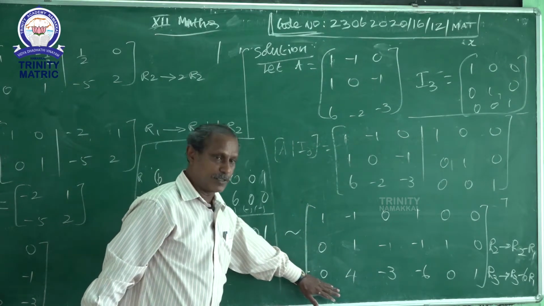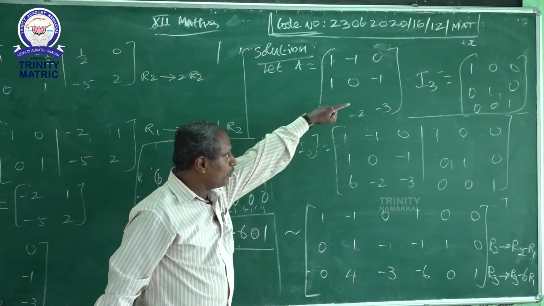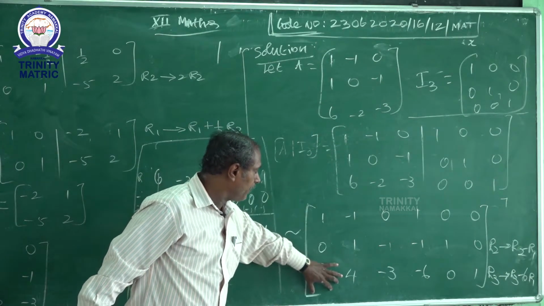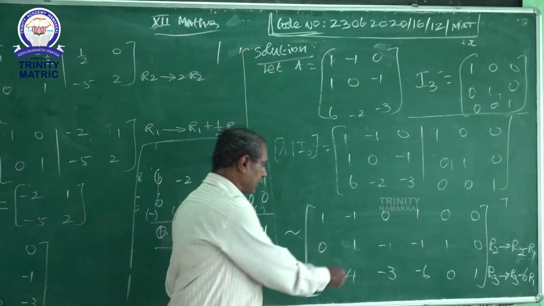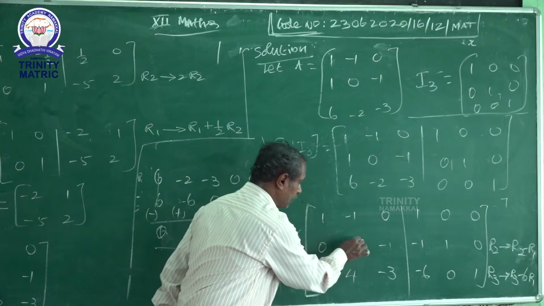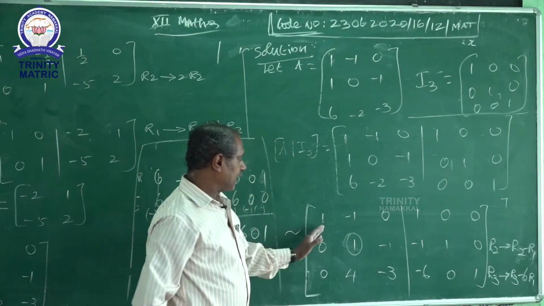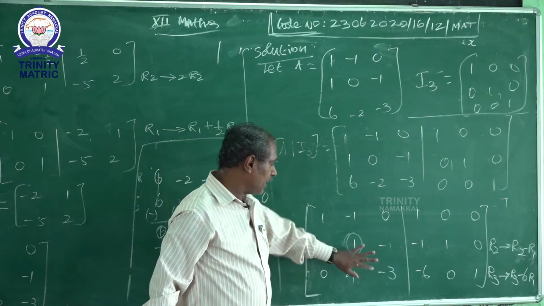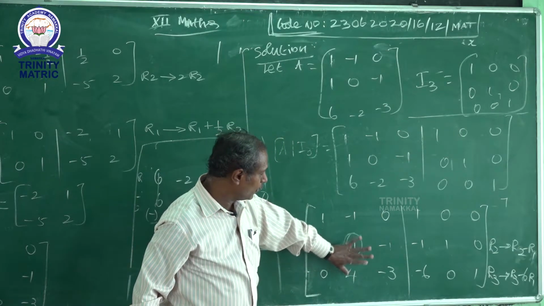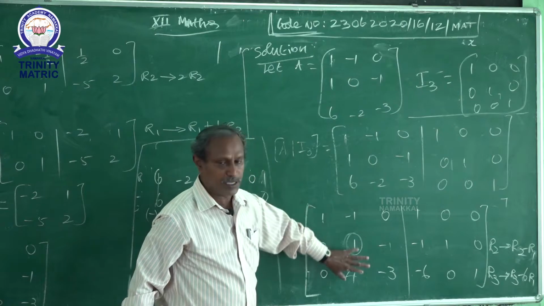So after this operation, the first column is made into the identity form. Next we move on to the second column. We have to concentrate on the second row leading element, that is A22, which is already 1, so no need to change anything. We want to make the other 2 elements 0.